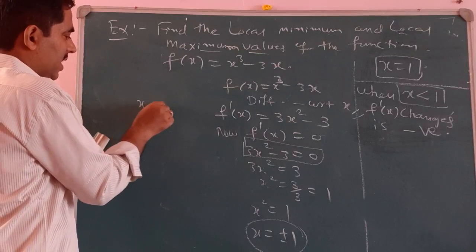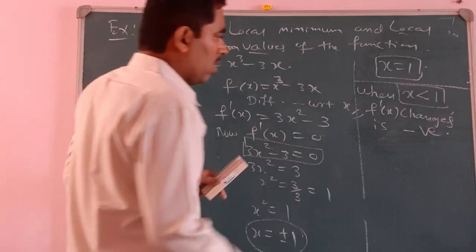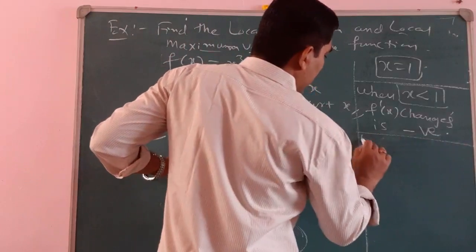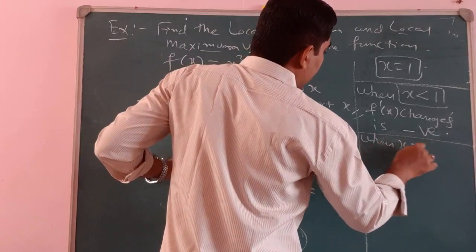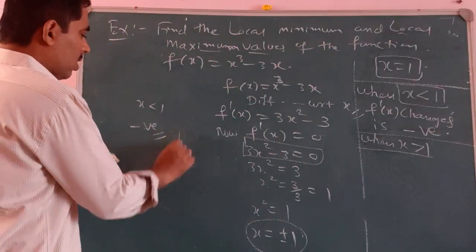When x is less than 1, the sign we got was negative. Okay, next I can take when x is slightly greater than 1. See what happens when x is greater than 1.